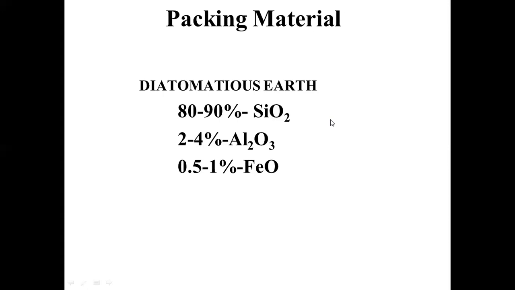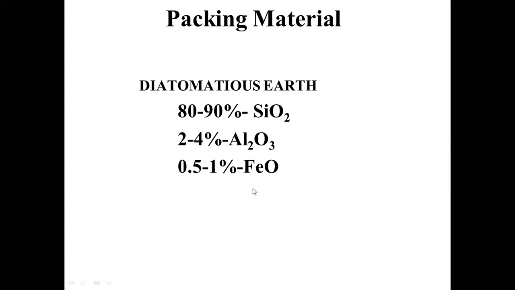What is diatomaceous earth? I have displayed it here. It is composed of silica, alumina, and iron oxide. Iron oxide, of course, must be inert, but iron oxide is not an inert species. It must be inactivated before we use this diatomaceous earth. Otherwise, any unwanted interaction with the solute molecule is also expected. So we must be very careful while using this diatomaceous earth.